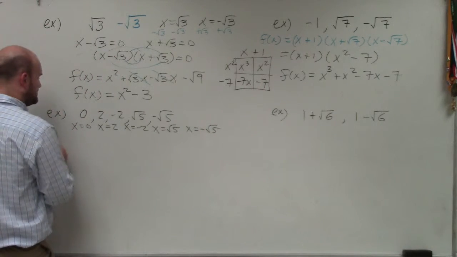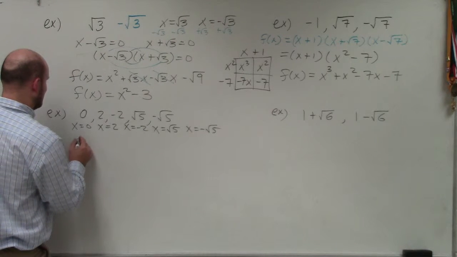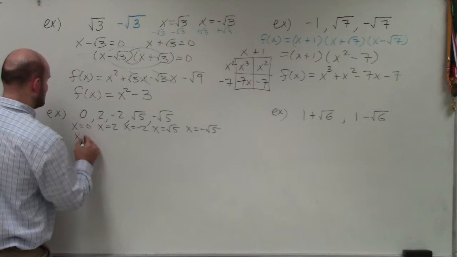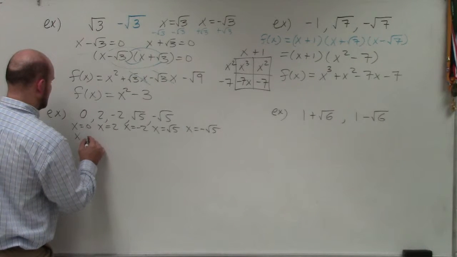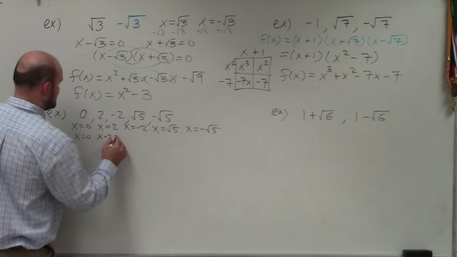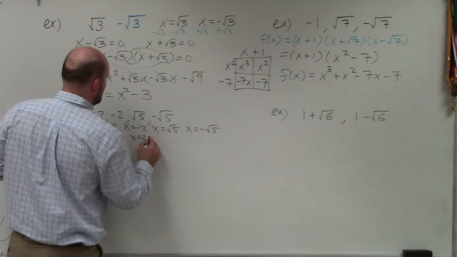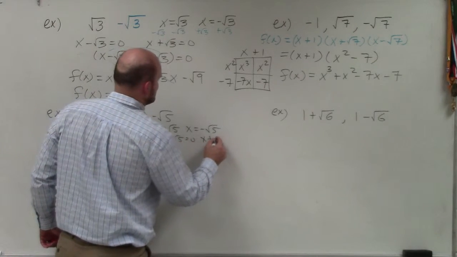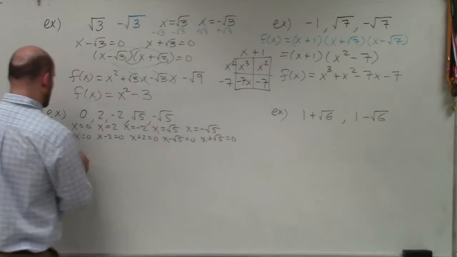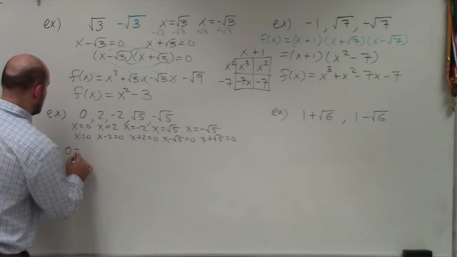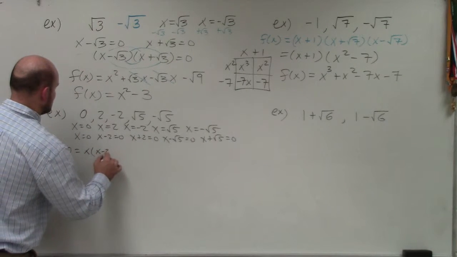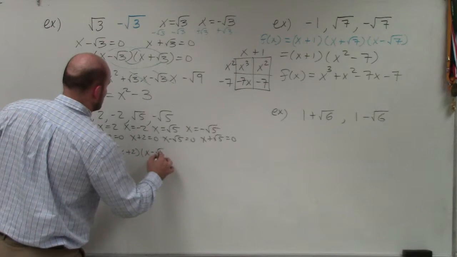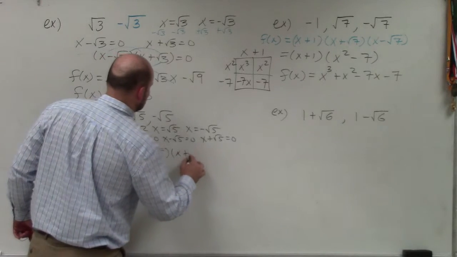And then you set them all equal to 0, so all the factors are just going to be, if I was going to write these all as my factors, I would have x equals 0, x minus 2 equals 0, x plus 2 equals 0, x minus the square root of 5 equals 0, and x plus the square root of 5 equals 0. Therefore, by using the reverse zero product property, I basically have x times x minus 2 times x plus 2 times x minus the square root of 5 times x plus the square root of 5.